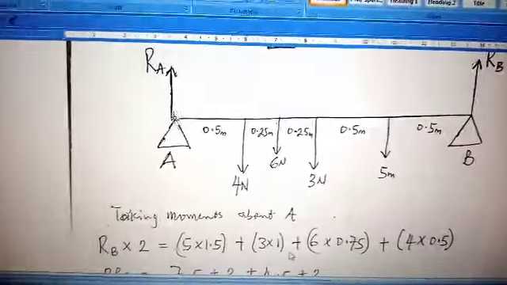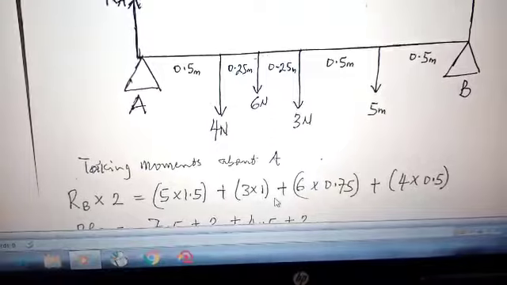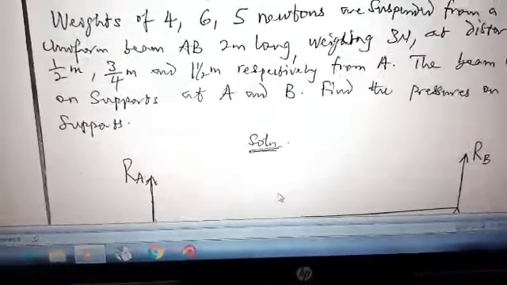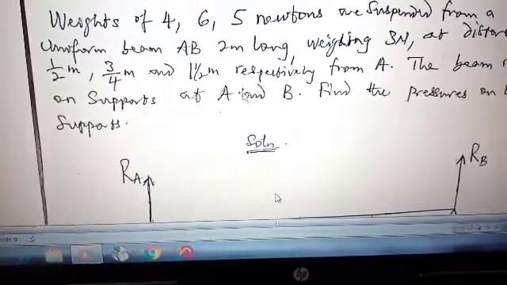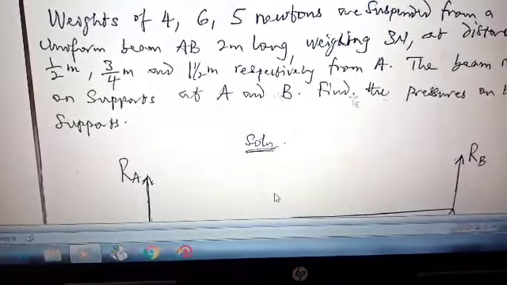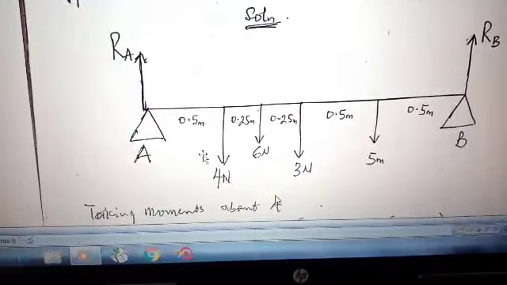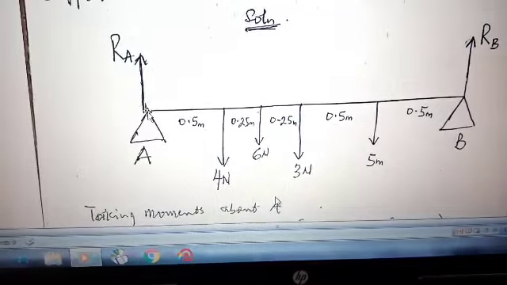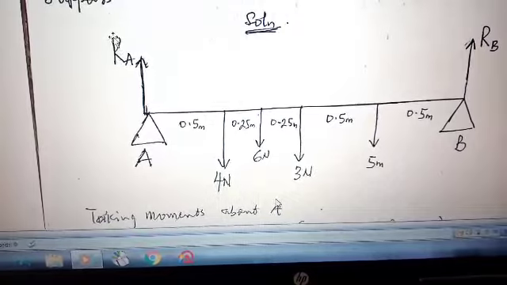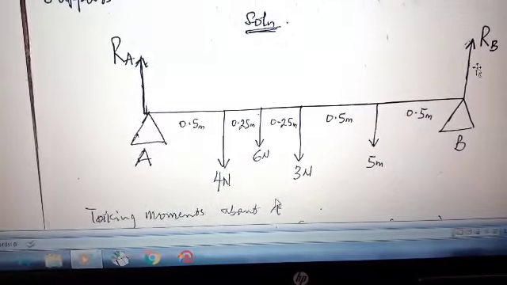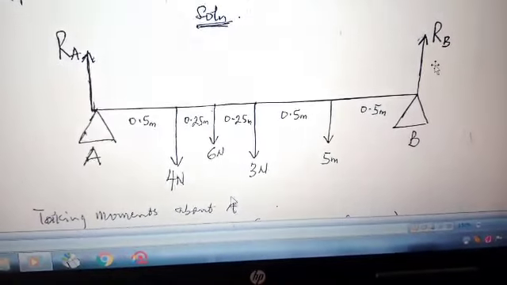Now, at these supports where you have A and B, we are told in the question that the beam is having support at points A and B. See it? The beam rests on supports at A and B. We have to find the pressure at these supports. So I use this to represent the force going up, the reaction at A, and this to represent the reaction at B. They are the two things we are asked to find in this question.